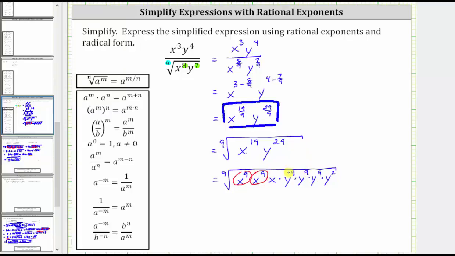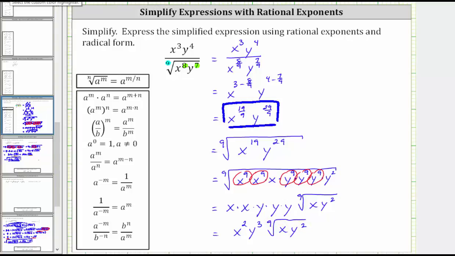And now because the index is 9, x to the 9th will simplify to 1 factor of x here, and y to the 9th will simplify to 1 factor of y here, here, and here. So when simplifying, outside the radical we will have 1, 2 factors of x, and 1, 2, 3 factors of y, and we're still left with times the 9th root of xy squared. And because x times x is x squared, and y times y times y is y cubed, the simplified expression in radical form is x squared y cubed times the 9th root of xy squared.